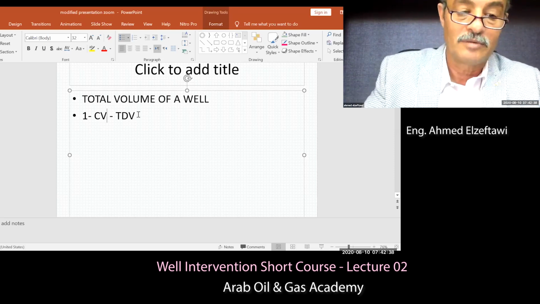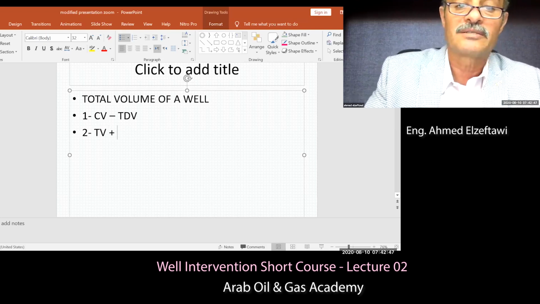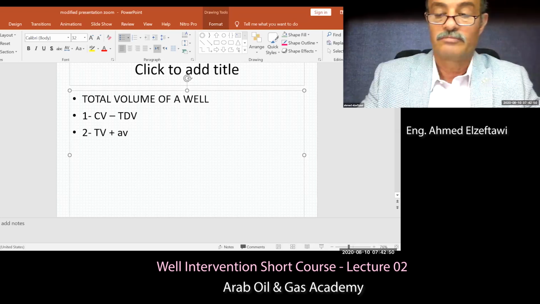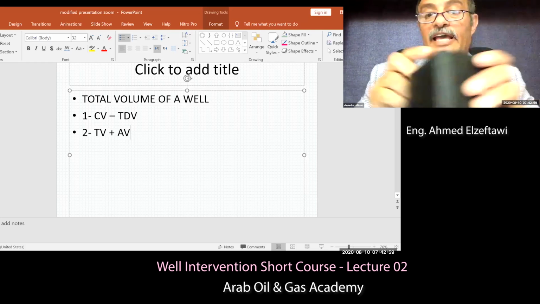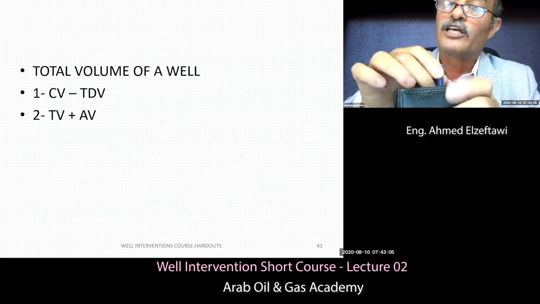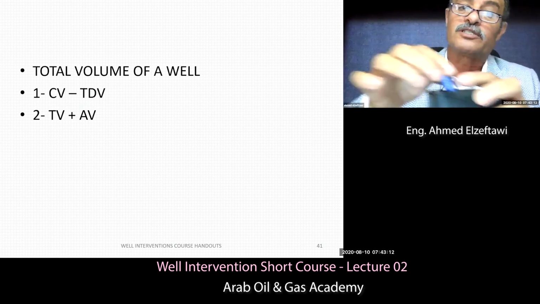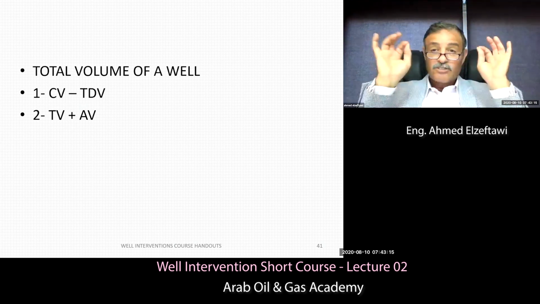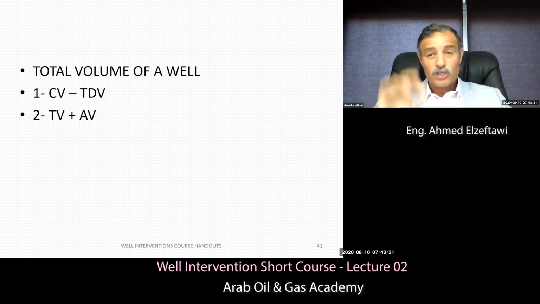So I can say number two, it is tubing volume plus annular volume. So it is either the casing volume, which is the 500 originally, minus the tubing displacement volume that came out, or it is the sum of both: annular volume plus how many barrels I can fill the tubing with, the tubing volume. There is actually a third case allowing us to calculate the total volume of the well, which is a very special case.